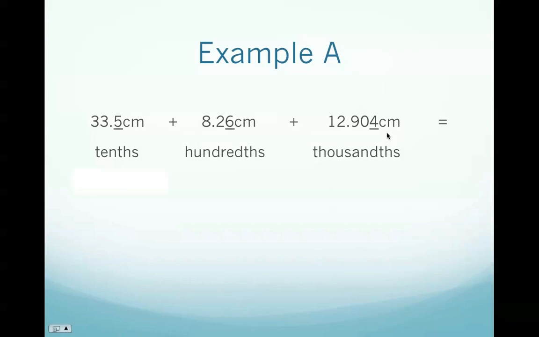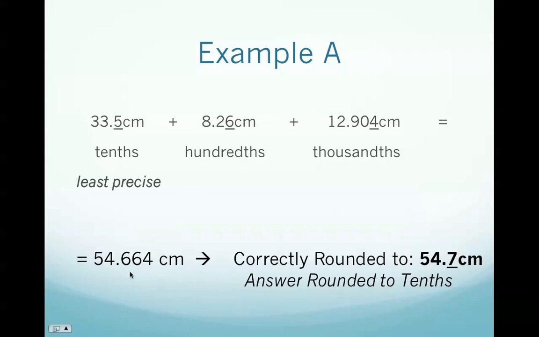So what does this mean in terms of our answer? Well, when I plug these three values into our calculator, we get 54.664 centimeters. I can't leave it there. This is showing too high of a degree of precision compared to our measurements. Remember, when adding in this case, we want our answer to reflect the least precise place value of the least precise number. Our tenths place has less precision than our hundredths or thousandths. So my answer is going to be rounded to that tenths place. I focus on the tenths place. The digit to the right of it is 5 or greater, so I round the tenths place up to 0.7. Our correctly rounded answer is 54.7 centimeters.